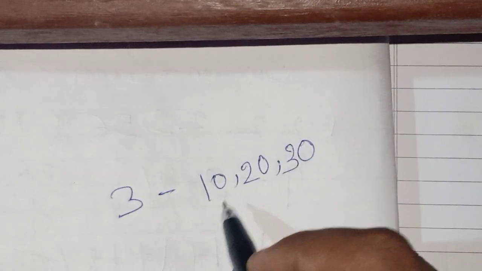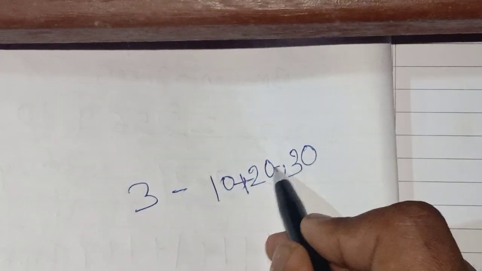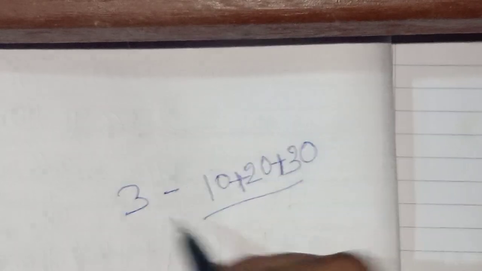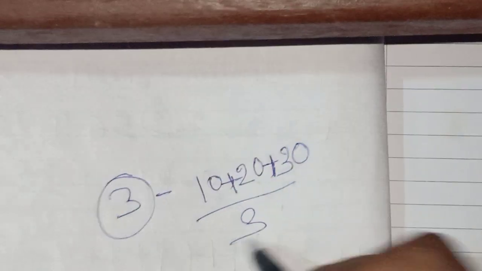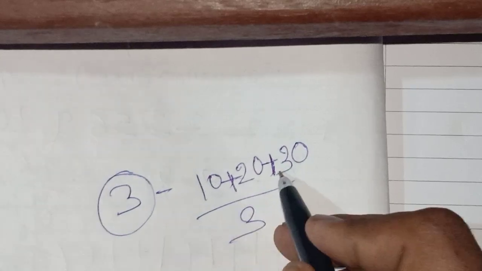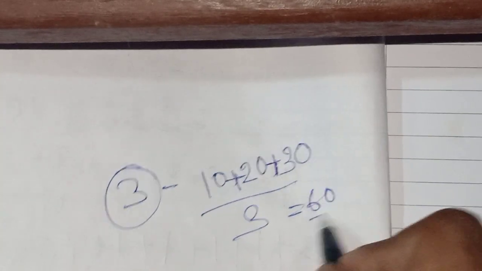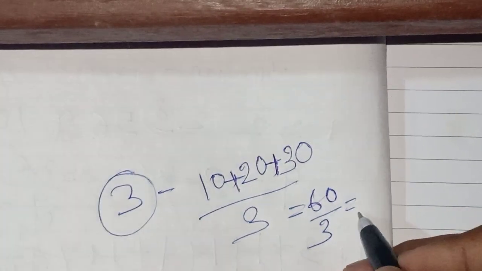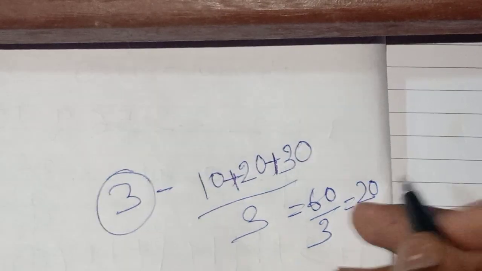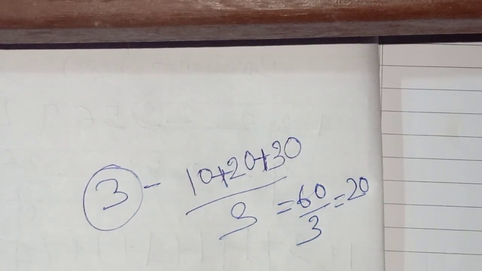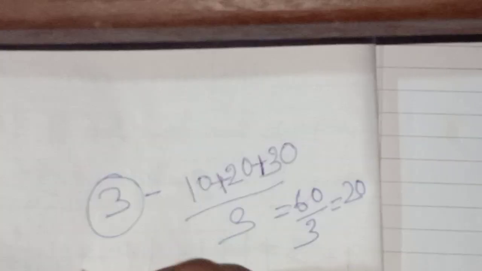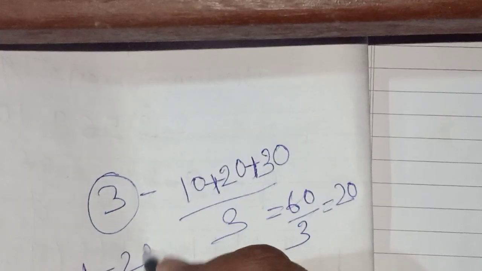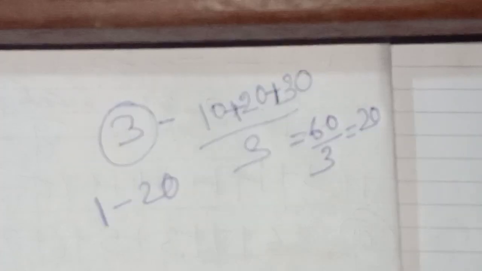The average score is the sum of these three divided by the number, which is 3. So 10 plus 20 plus 30 is 60, divided by 3 is equal to 20. So the average score of one student is 20 here. Okay.